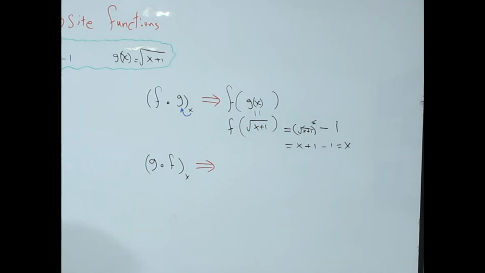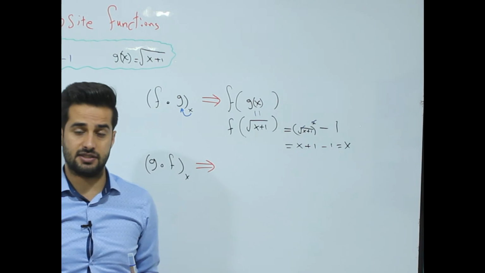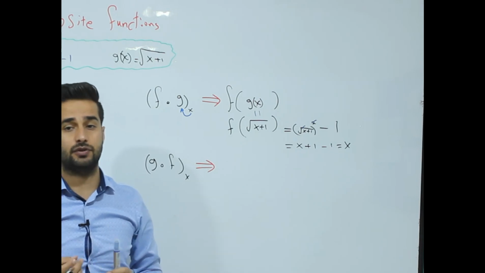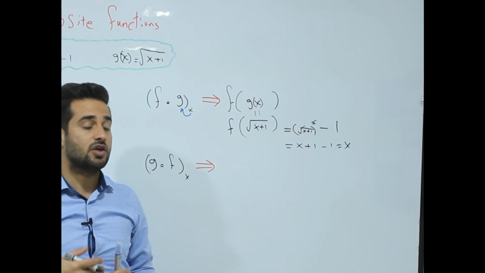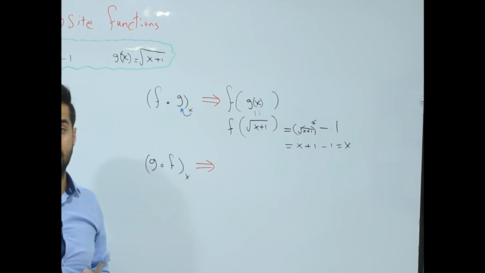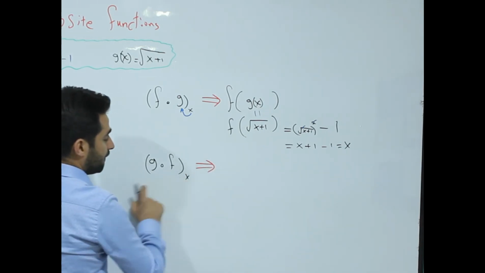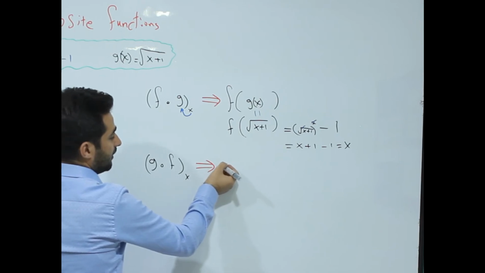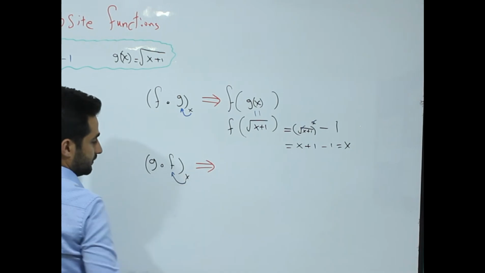But guys, be careful. The domain of this composite function will be different and it will be a little bit difficult for you. If you want to learn the domain and range of a composite function like this, you can click on the description below. It talks about the domain and range of a composite function. Now, g of f of x. How can we find this, guys? We will give this x to the nearest one.